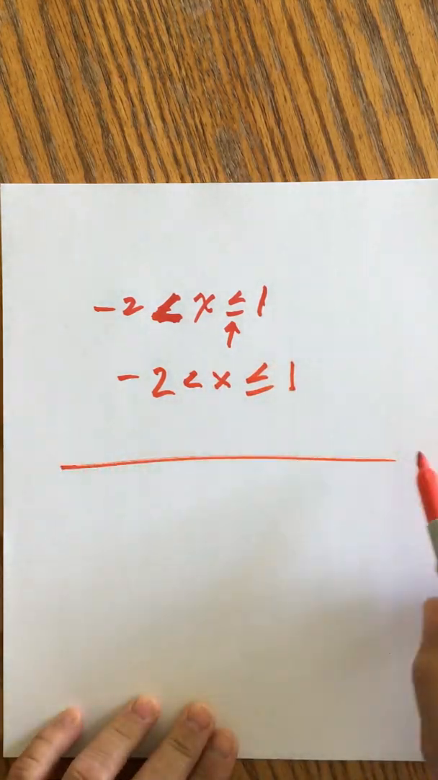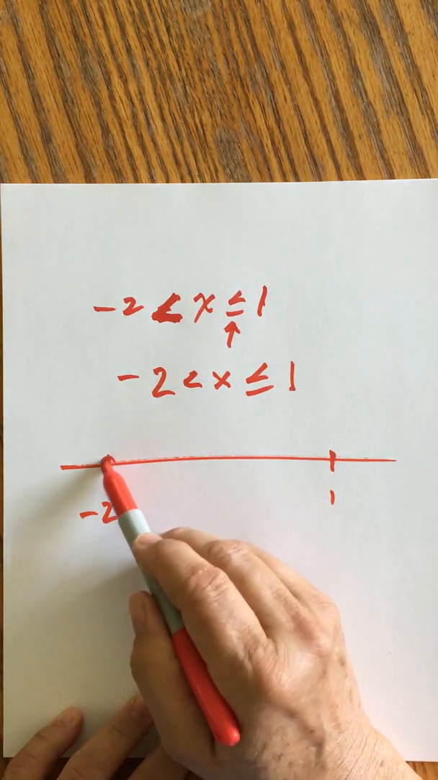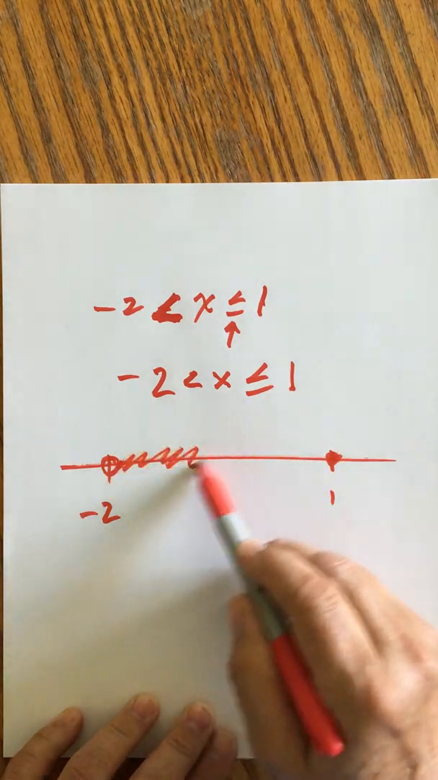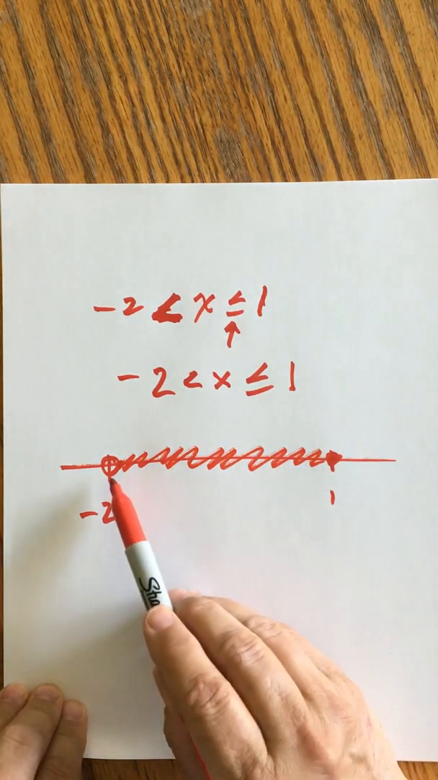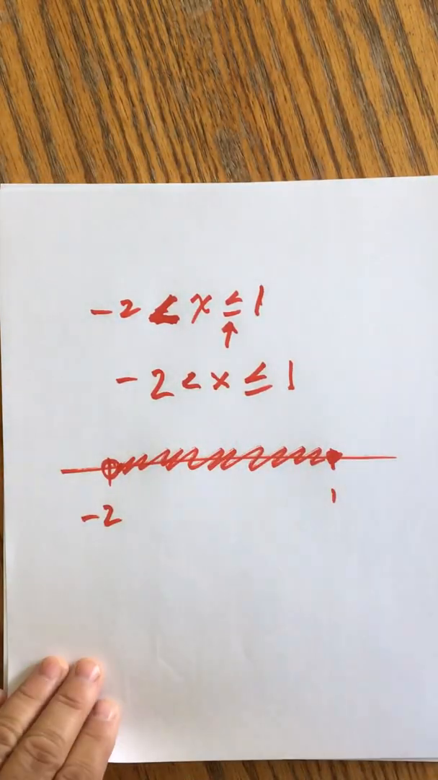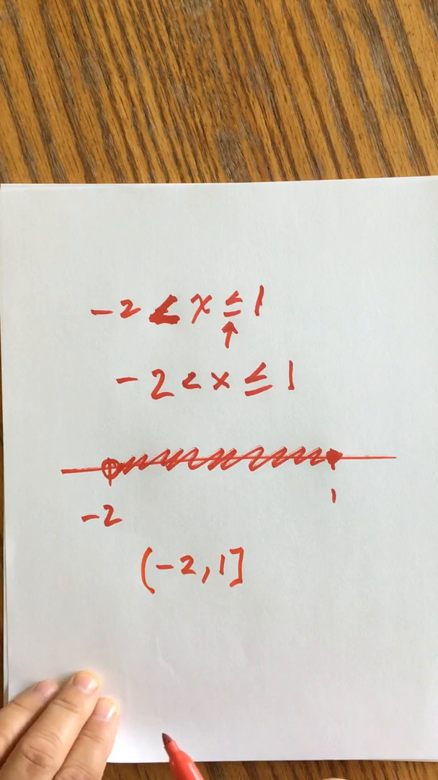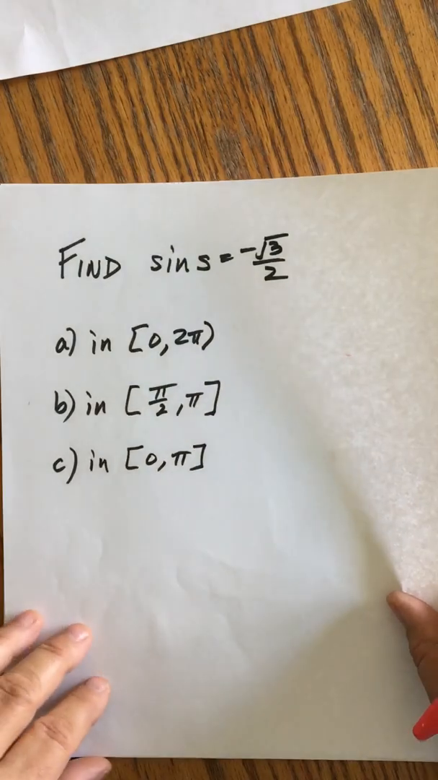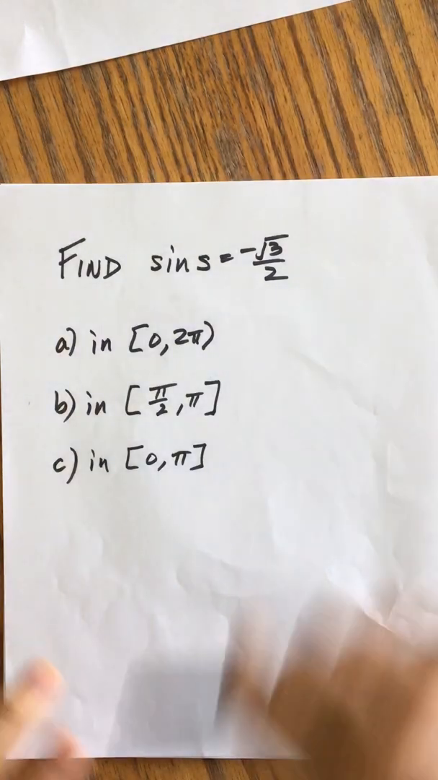So what that means is I'm looking for all values from negative 2 to 1, but the negative 2 is not included, so we use an open dot, and the 1 is included, so we use a closed dot. So 1 is a solution, but negative 2 is not. If I wrote this in the other notation, I would write negative 2, comma 1, where the 1 is included and the negative 2 is not. That's what they're doing here: 2 pi is not included, everything else is. All right, so now let's take a look at the translation of this.